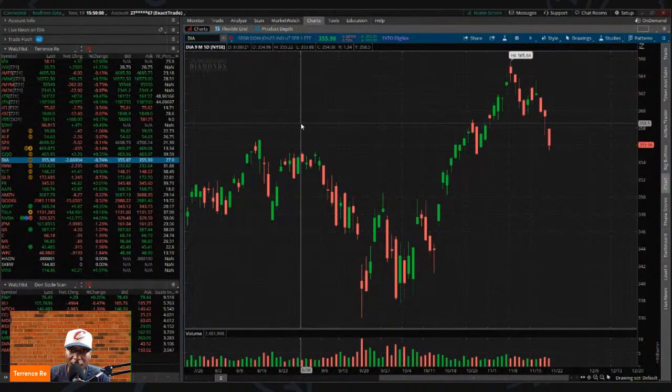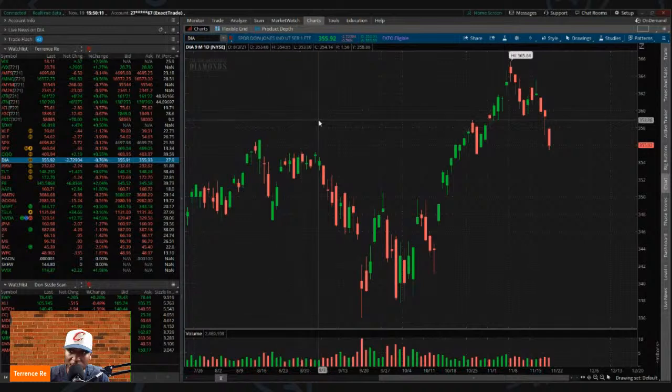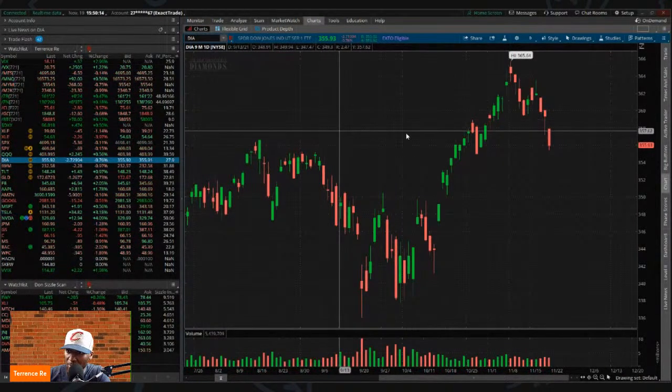And one of the things I noticed, looking at what you're looking at right now on the screen, is DIA. This is the ETF for the Dow, right? So I just noticed it maybe about 5 or 10 minutes ago, so I wanted to come on and do a video on it.